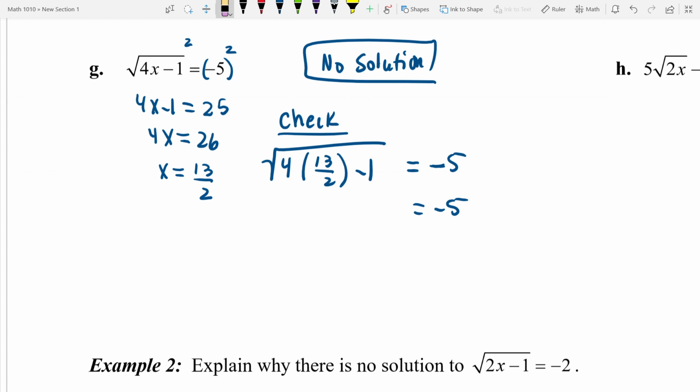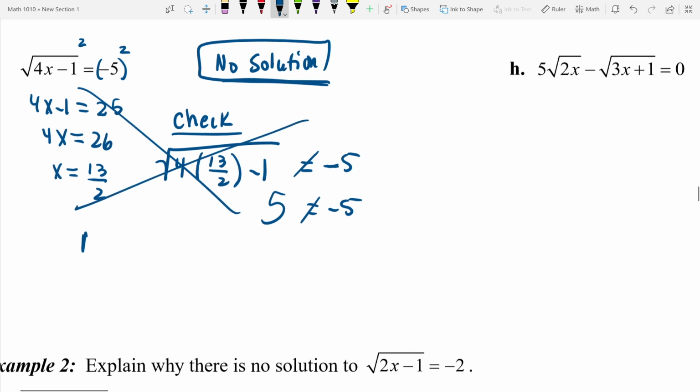Everybody hit second x squared. Notice the calculator put a parenthesis already, so go 4 parenthesis, 13 divide 2, close it off, minus 1, close your radical, hit enter, and I get 5 equals negative 5, which is not true. So I'm going to say 5 is not equal to negative 5, therefore my answer is no solution. Okay, you literally didn't have to write any of that if you could see from the beginning.